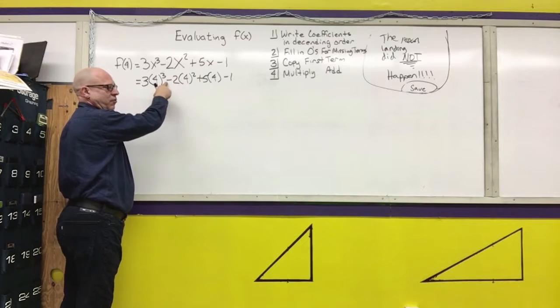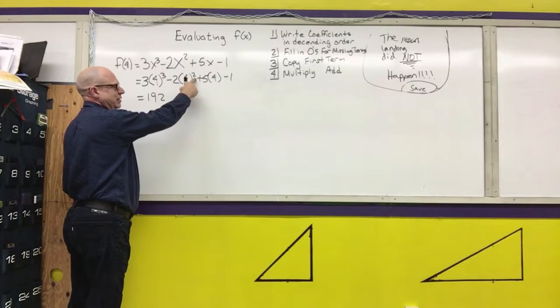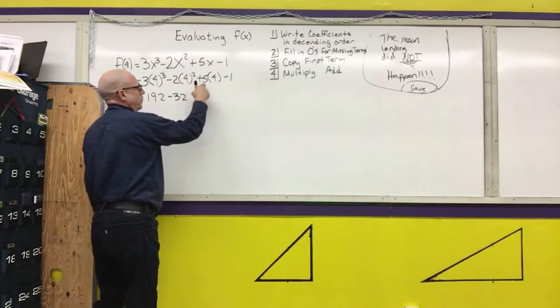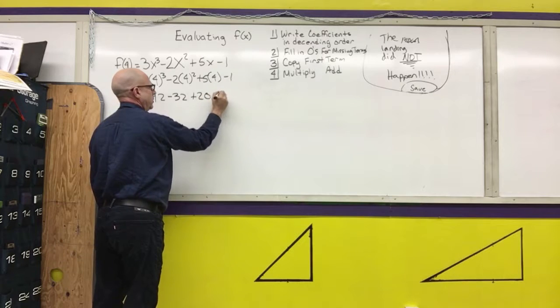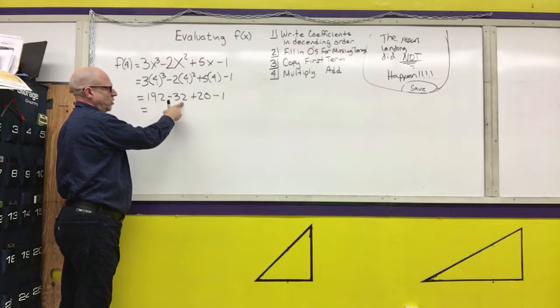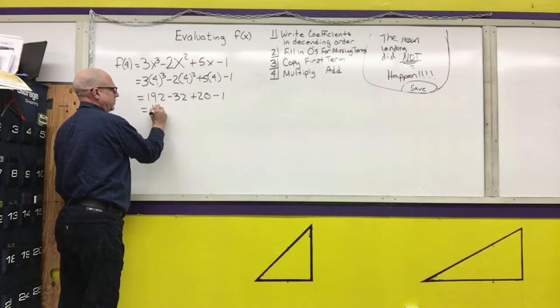4 cubed is 64. 64 times 3 is 192. 4 squared is 16. 16 times negative 2 is negative 32. 5 times 4 is 20. Minus 1. 192 minus 32 is 160. Plus 20 is 180. Minus 1 is 179.